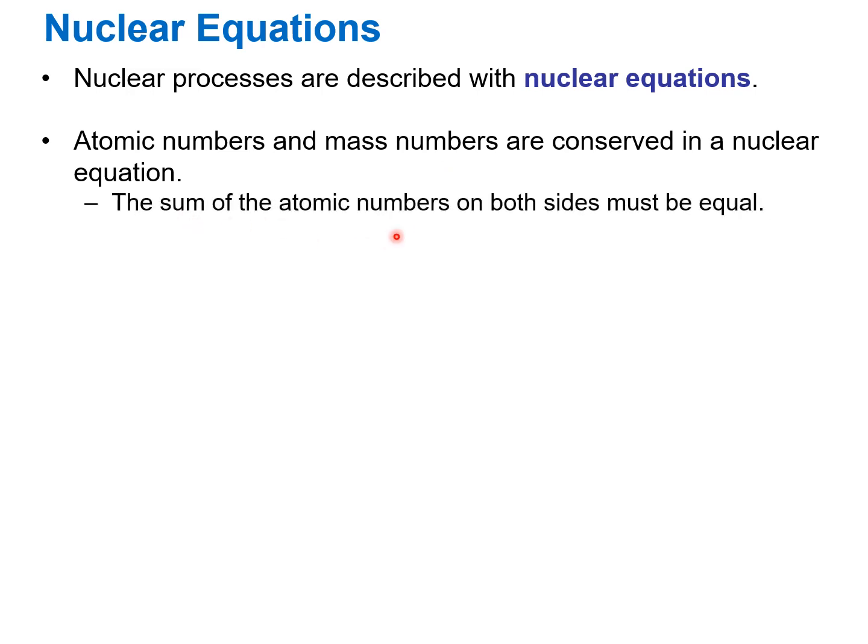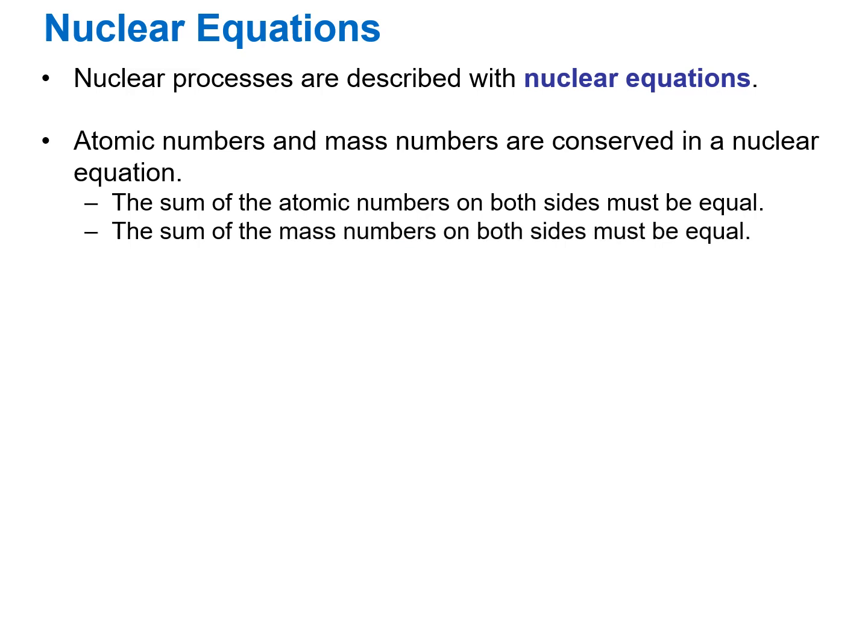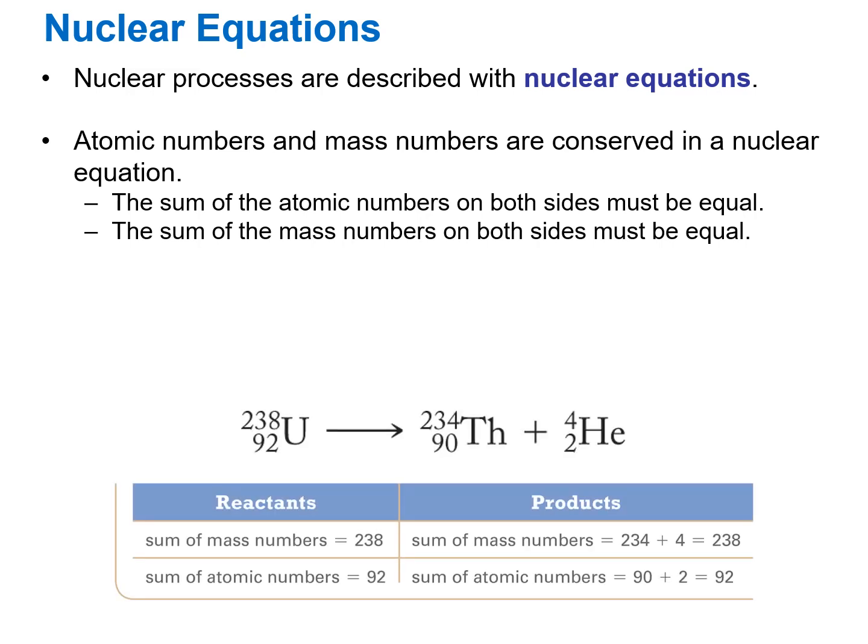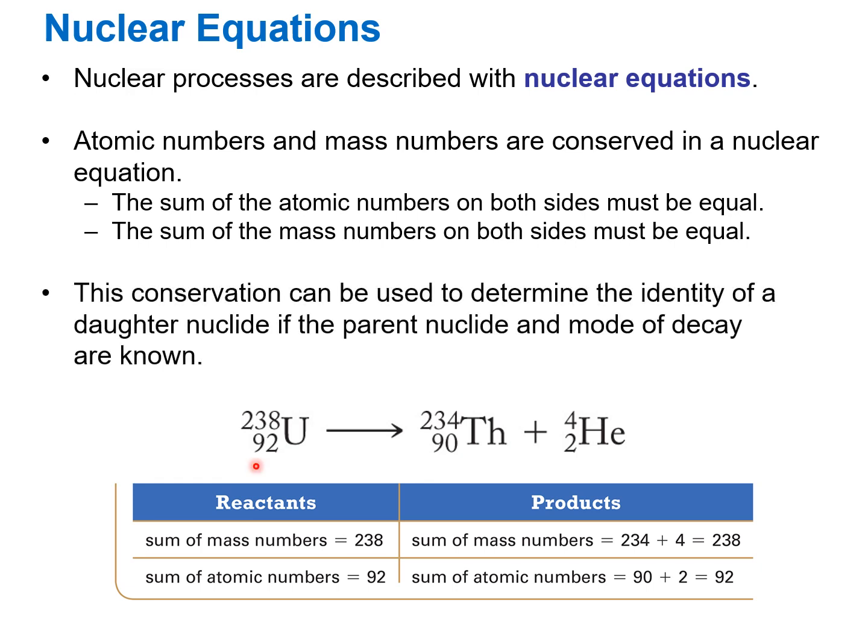So the sum of the atomic numbers needs to be equal on both sides of the transformation arrow, as does the sum of the mass numbers. If we look at this example right here, we're taking uranium and it's undergoing alpha decay, and we know that because of this helium, and we start off with 92 protons. We know a couple of those are going to leave with our helium nucleus, and then we're going to create thorium. And we know that 90 plus 2 equals 92, so we've conserved the atomic number on both sides.